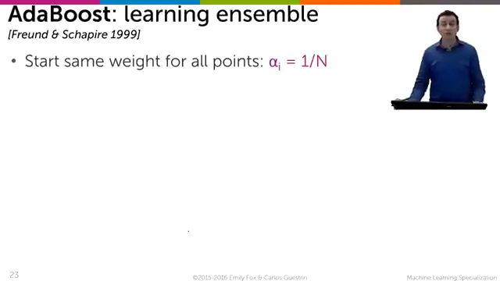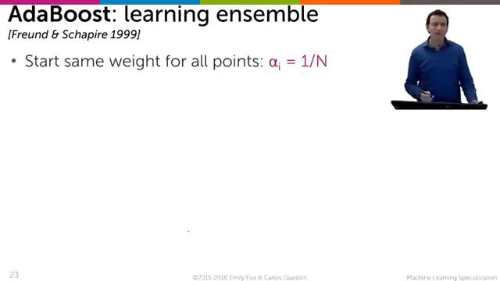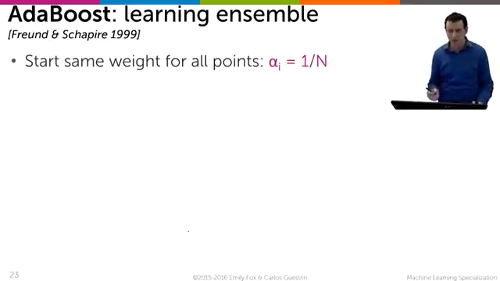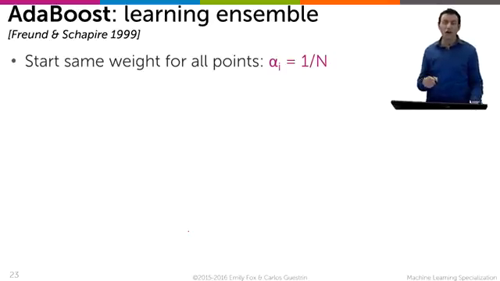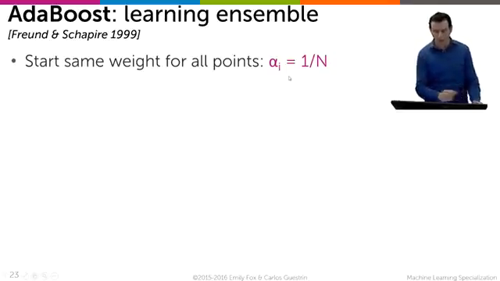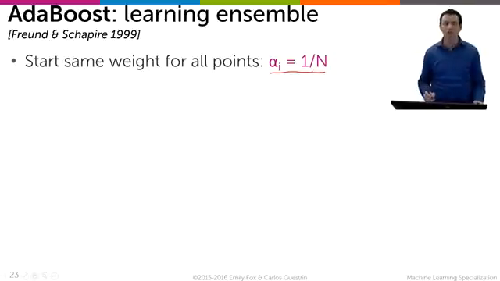This is the famous AdaBoost algorithm, which was created by Freund and Schapire in 1999. Amazingly useful algorithm. You start by saying every data point has the same weight. You don't know which ones are hard or which ones are easy. They all have the same weight. You could start with them all at weight 1, but we'll start with them at weight 1 over n because it makes everything work out a little better, and we'll talk about why in a few slides. But we start with all data points having the same, what's called uniform weight. So in this case, alpha i is 1 over n.